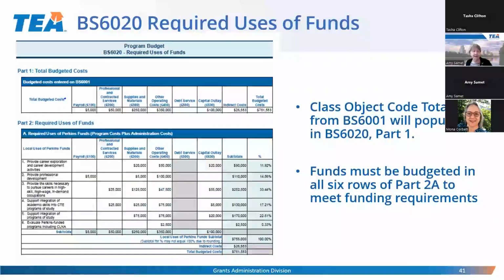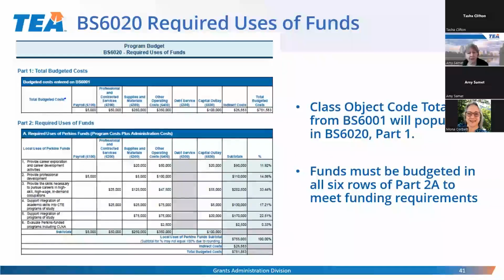BS 6020, required uses of funds. Okay. So we're going to look at part 1, part 2A, and part 2B, which is on the next slide.